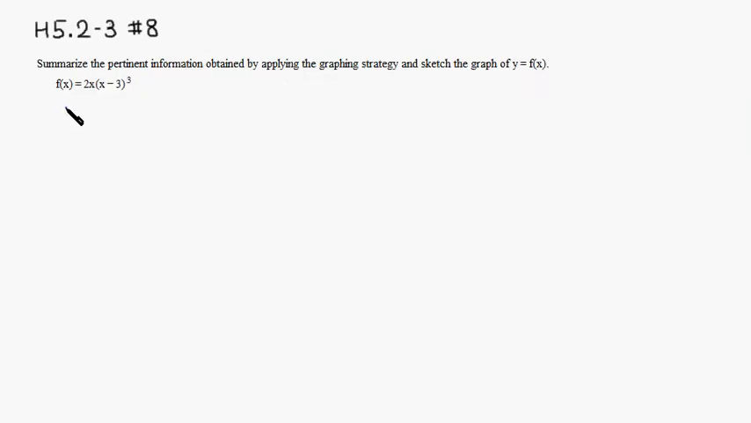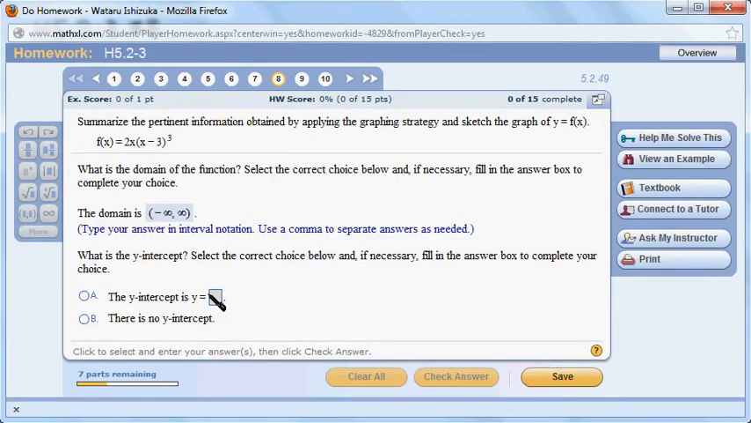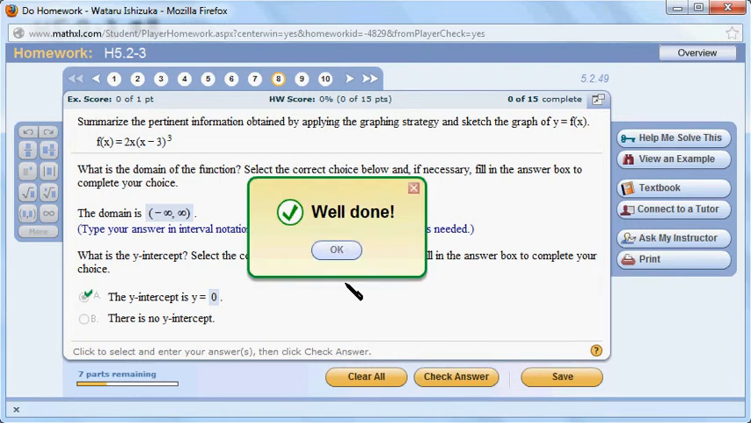So the y-intercept, we're going to set x equals 0. f of 0 is equal to, this one's easy, 2 times 0, 0 times anything is 0, so it's going to be 0. So let's go back. The y-intercept is 0. Check that. Got that.